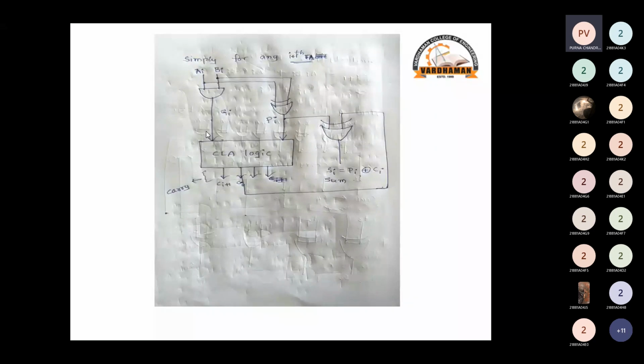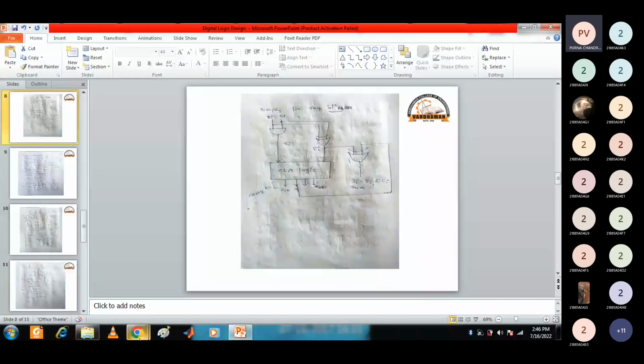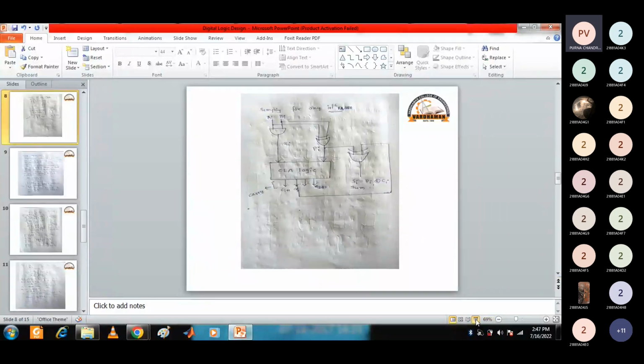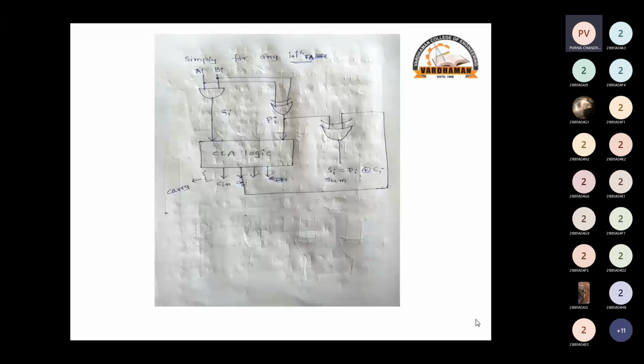Any doubts? Please unmute and speak. So now you should know, you might have understood the difference between an n-bit ripple carry adder and an n-bit adder with carry look ahead logic.